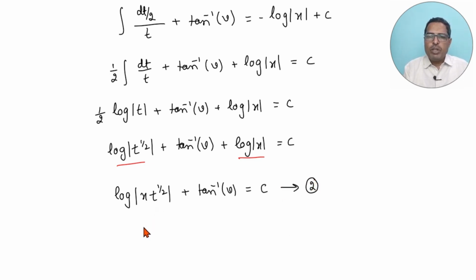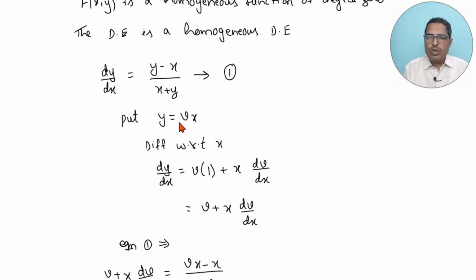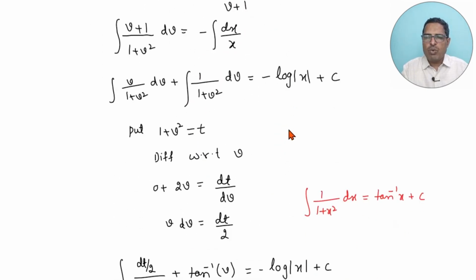Now we need to replace the value of t. The value of t is nothing but 1 plus v square that we have taken, and the value of v, since we know y is equal to vx, so from here we can find out the value of v is equal to, retaining this v as it is, cross multiply that x on the other side, it becomes y by x. So the v value can be taken as y by x. So let us put the value over here.